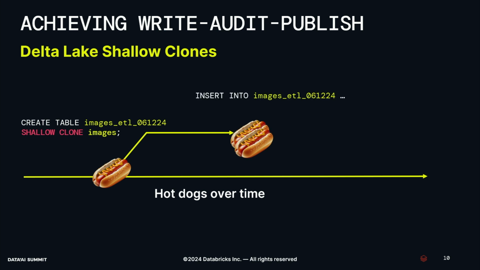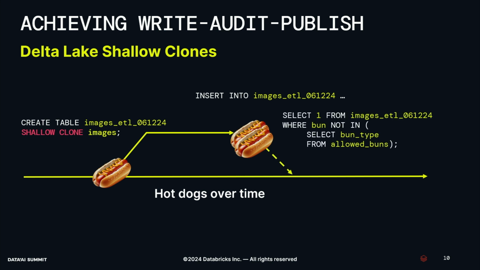So with that, I can create that shallow clone. I can do my transformations. In my case, I'm inserting more hot dogs, of course. And then I'm running my audit, right? In this case, I want to do a select to make sure that the bun I'm using is of the correct type. Weird analogy, I acknowledge that.